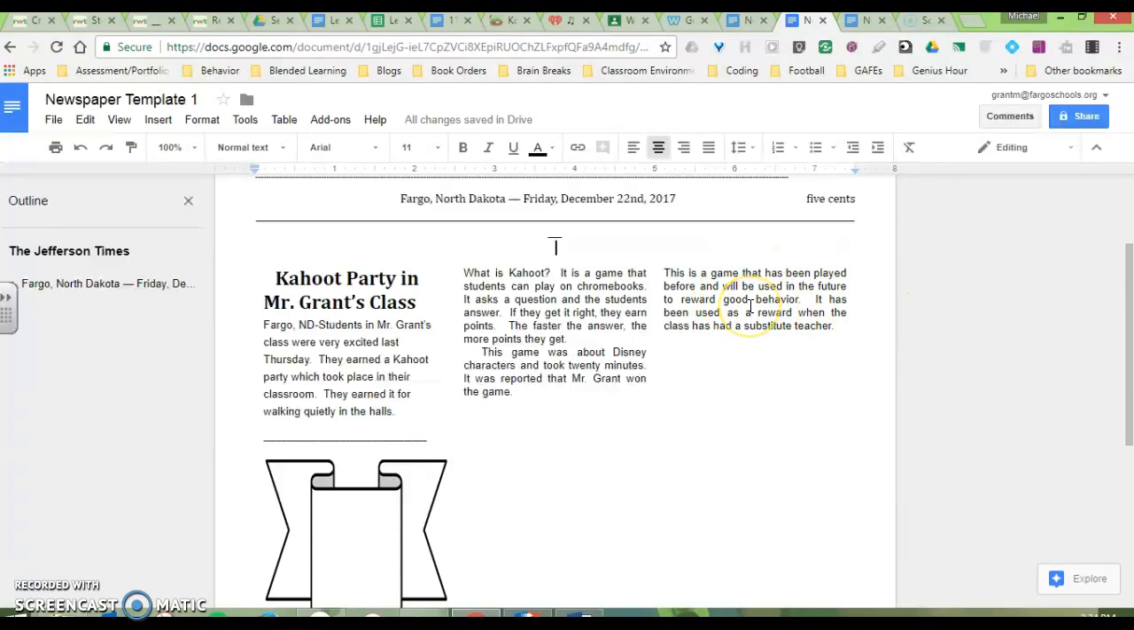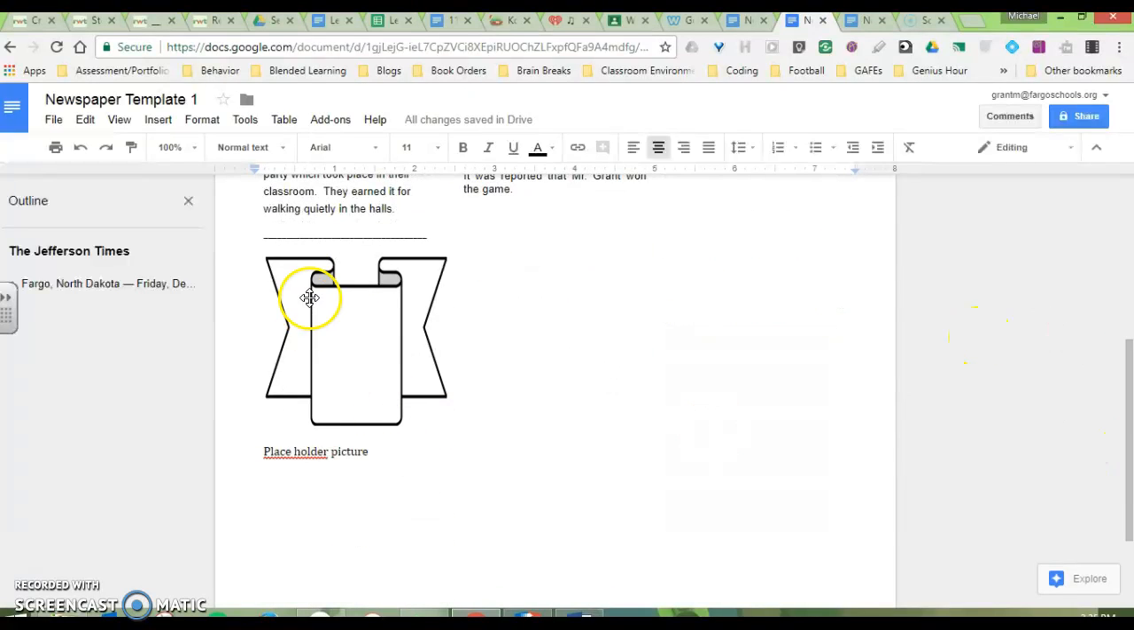I added a little bit more here because this was going to be pretty short. This is where you would put your picture. So either way, you're going to get to do a picture. It's really which one you want to do.